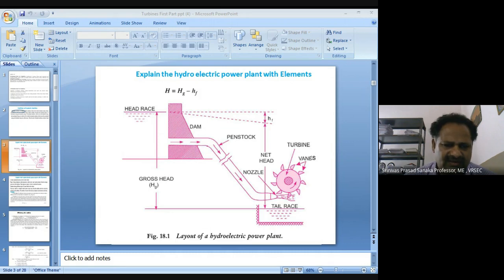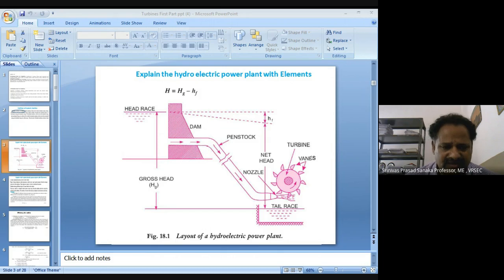And the gross head is indicated here. The gross head is nothing but the difference between the head race and tail race, because while conveying the water from the reservoir to the turbine, there will be some loss of energy, because the length of the pipeline is around 3 kilometers or 4 kilometers, which is the actual distance of the pipelines.